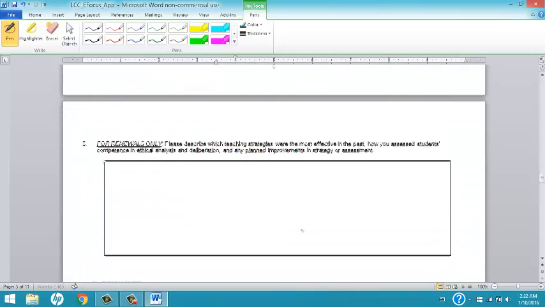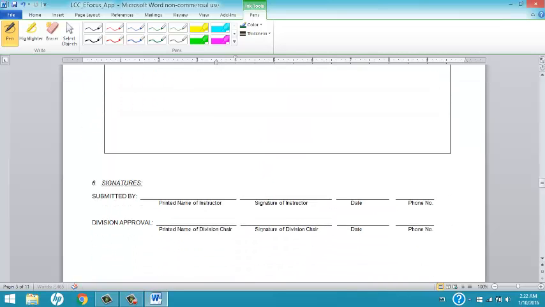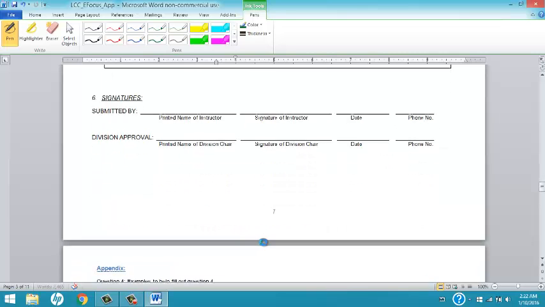And this section, number 5, is for renewal only. Please describe any teaching strategies that were most effective in the past, for instance. Now, please sign this and submit it. Also, please have your division chair print and sign and date their signature as well.